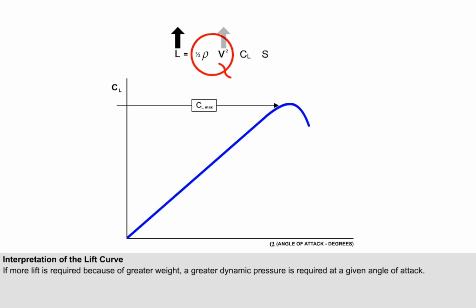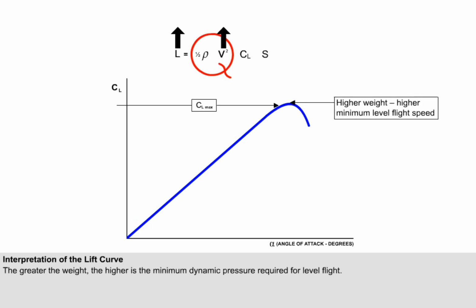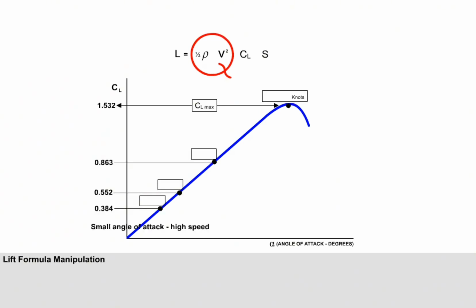If more lift is required because of greater weight, a greater dynamic pressure, that is, more speed, is required at a given angle of attack. The greater the weight, the higher is the minimum dynamic pressure or speed required for level flight. The lift formula can be used to obtain data which can then be used to apply to the lift curve. But this can only properly be done if the specific values to be used are converted to SI units.